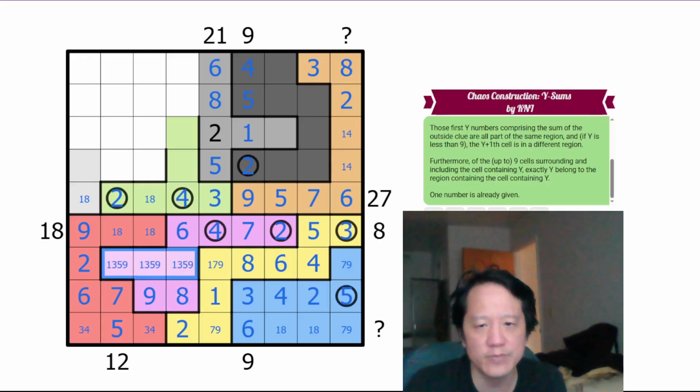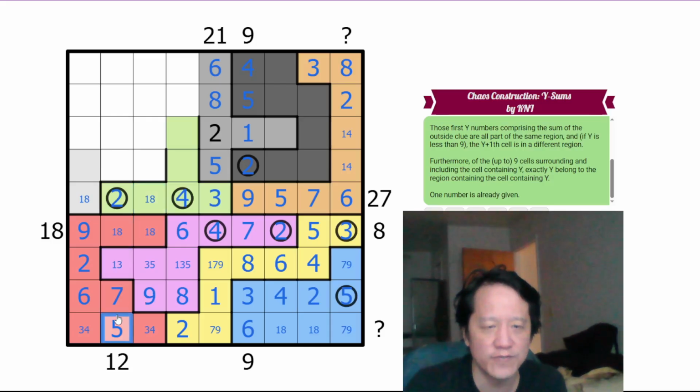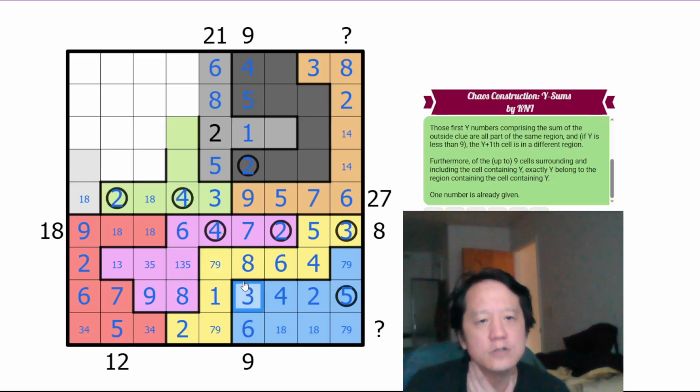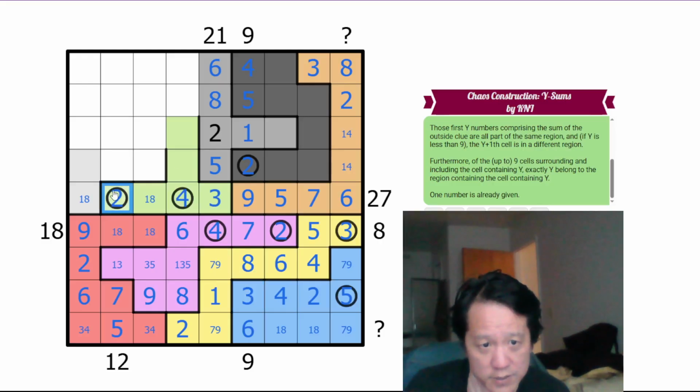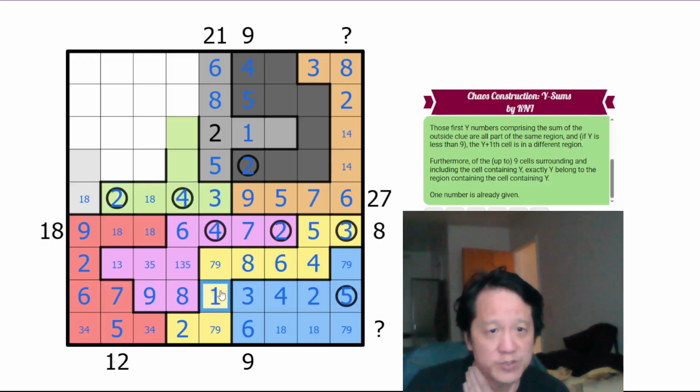That eliminates 9 from the rest of the row or region. This can't be 1 because of the 1, 8 pair in the column. This can't be 5 because of 5 in the column. 1 eliminates 1 here. Okay, so all of these should be satisfied now.